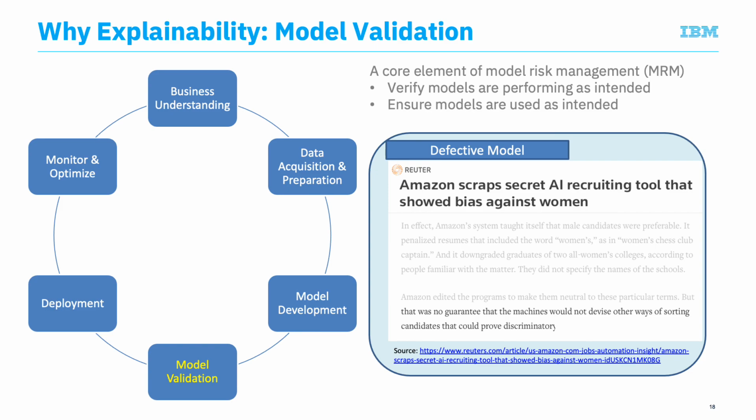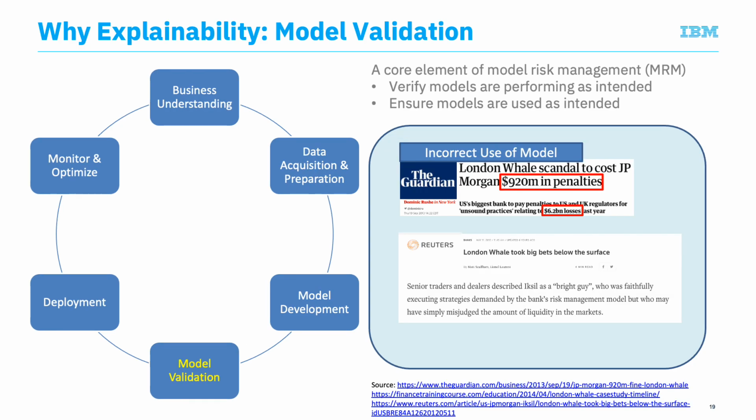Even when defective models are found during the model validation stage, it may not always be possible to fix them when the models are not explainable. For instance, a couple of years back, it was reported that Amazon stopped a secret AI recruiting tool because it showed bias against women. Despite attempts to fix the tool, it was put off the shelf because there is no way to guarantee that the machine would not derive other ways of sorting candidates that could prove discriminatory, since it's not clear why it was biased against women to begin with.